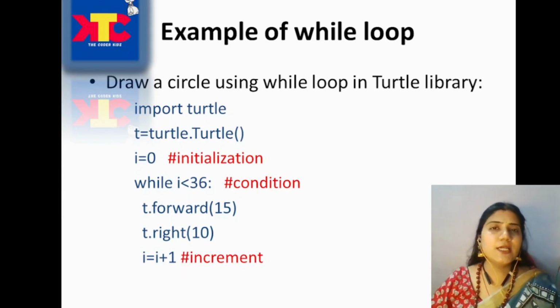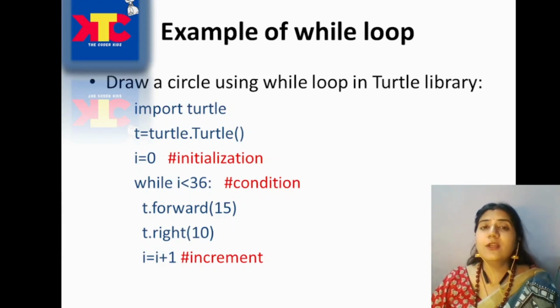Now let's understand the example of while loop. When I was talking about these three stages, as you can see here, I've written them out correctly. So here I'm trying to draw a circle using a while loop in the Turtle library. Now the Turtle library is one of the libraries in Python which helps us to visualize our own code. Let's say if you want to draw something, you can turn your output screen into your own canvas and you can draw so many things using the Turtle library.